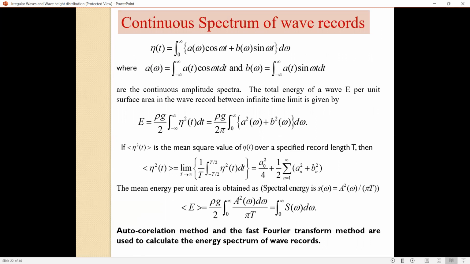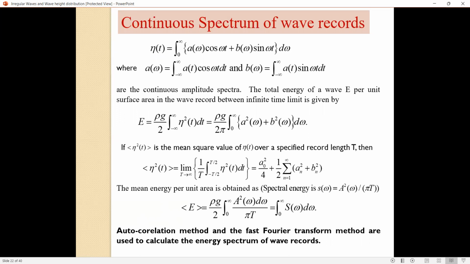The interval, n equal to 1 to infinity, has become 0 to infinity. Theoretically, with algebra, you will always get this form. Then your energy can be given in this form from the same definition, and the first theorem can be generalized in the case of continuous spectra, the infinite spectrum, in this way.